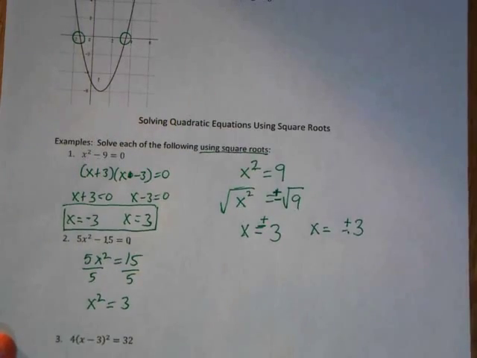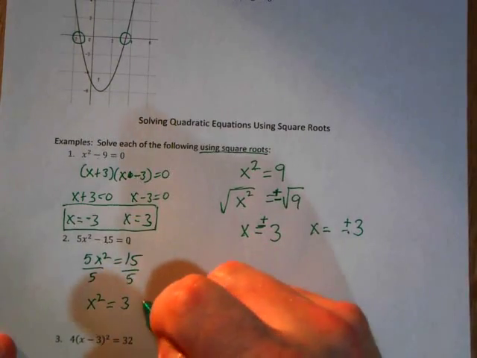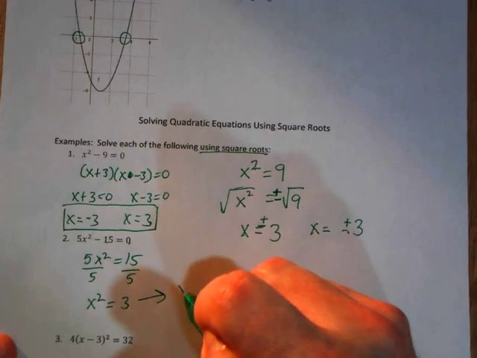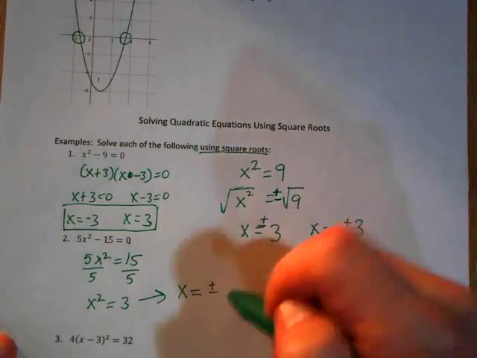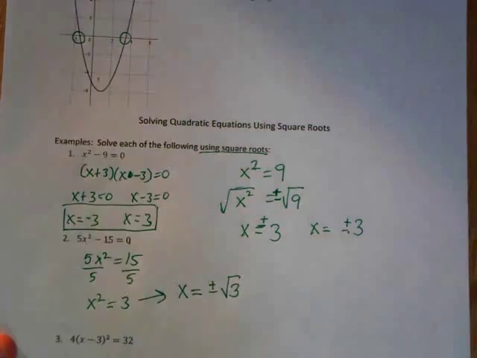x squared equals 3. And then I take square roots of both sides. When I take square roots on both sides, I get x equals plus or minus. Don't forget that. There's always two of them. Square root of 3. And unfortunately, square root of 3 is not a nice number. So I leave my answer exactly in that form.